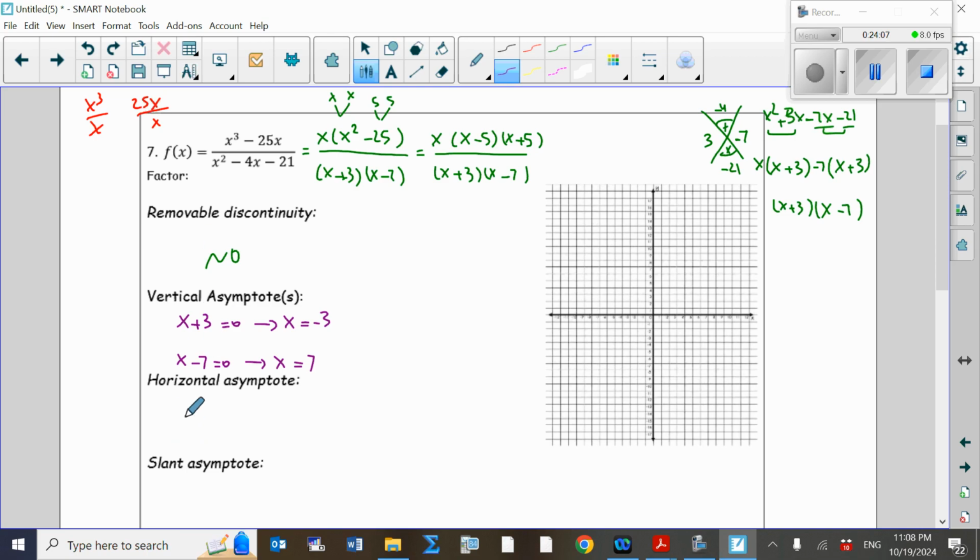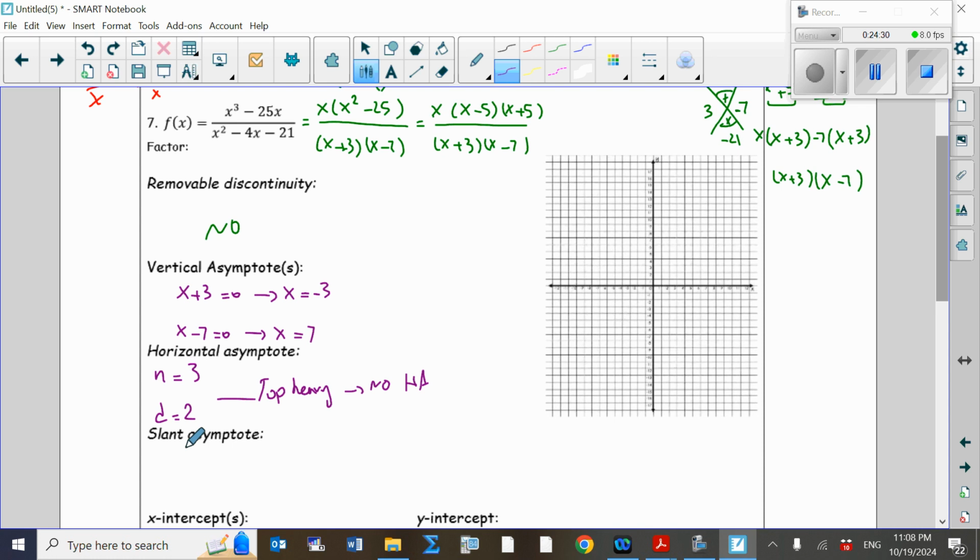For the horizontal asymptote, you need to look at the degree of the top, which is 3. The degree of the bottom is 2. So this is top heavy. That means there is no horizontal asymptote. Now, do we have a slant asymptote? Yes, because the degree of the top is exactly 1 more than the bottom. So I can have a slant asymptote. How do I find the slant asymptote?